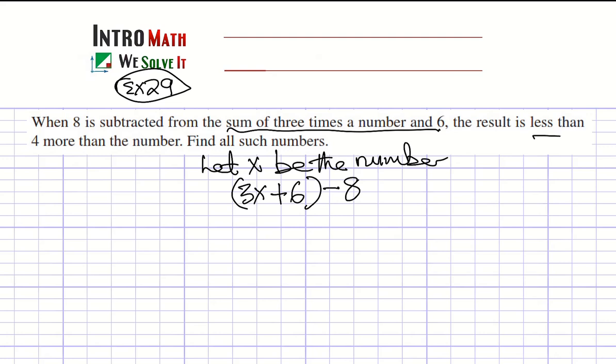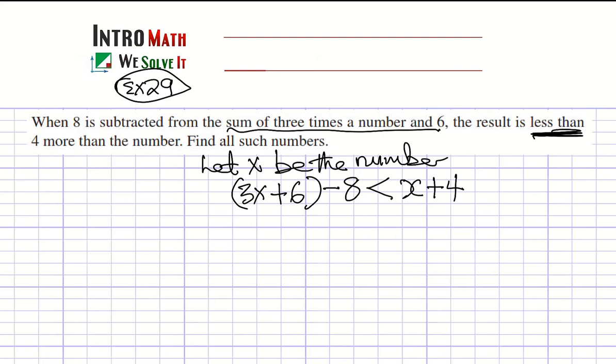And then they said here is the word for inequality: the result is less than 4 more than the number. What is 4 more than the number? 4 more than the number means the number plus 4. That's all that means. So you just solve that. We've seen this before. You just have to set up what they're asking you to set up, and then you solve it, and you're done.